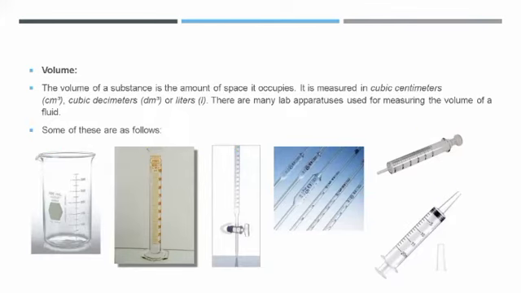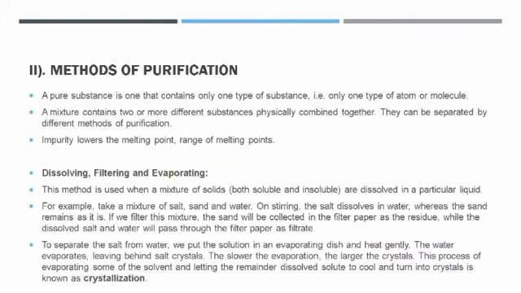Okay, then we have the methods of purification and all the learning outcomes that we're going to discuss. So in methods of purification, what is a pure substance? A pure substance just has one atom or one molecule, okay? And a mixture is one or more of these pure substances combined together. And how can they be separated? How can a mixture be separated? Using different methods of purification.